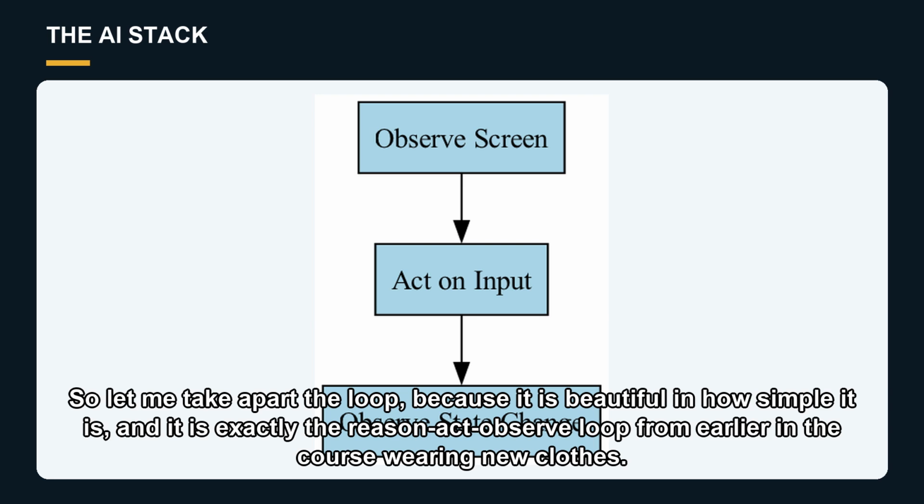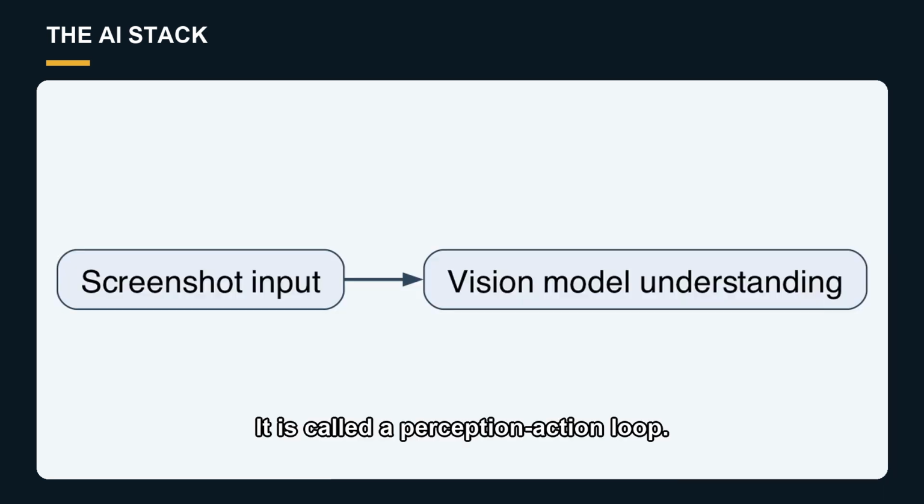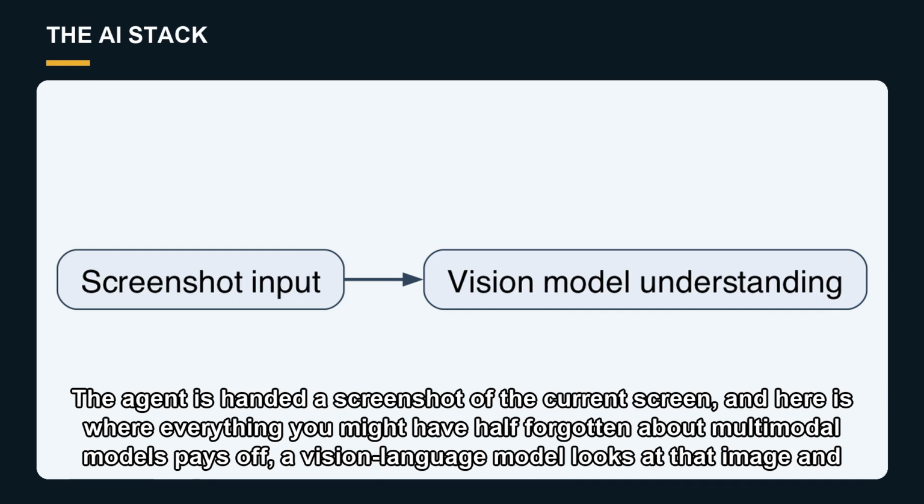So let me take apart the loop, because it is beautiful in how simple it is, and it is exactly the Act Observe loop from earlier in the course wearing new clothes. It is called a perception action loop. Step 1. Perception. The agent is handed a screenshot of the current screen, and here is where everything you might have half forgotten about multimodal models pays off.